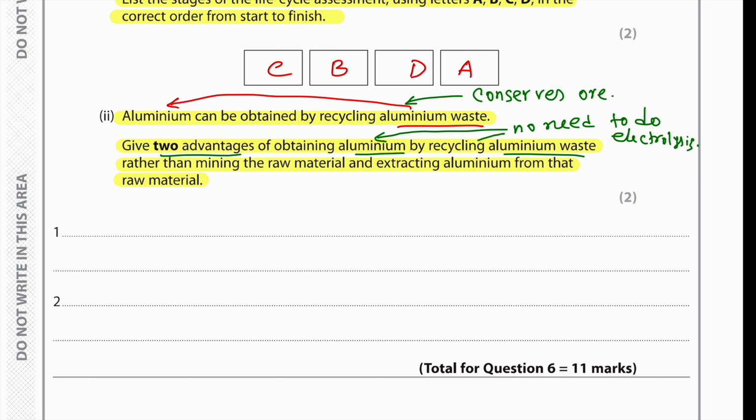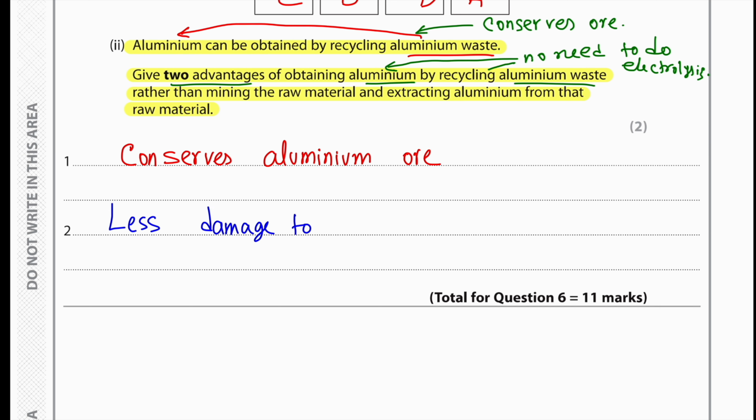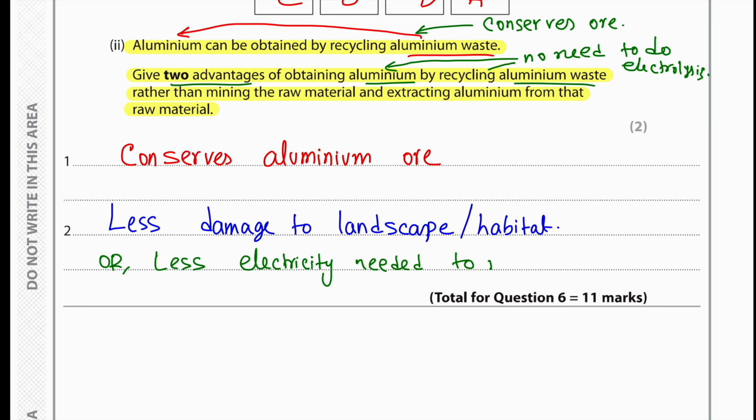The second point is we can say less damage to the landscape because we are not going to dig up the ore from the land, and that typically saves habitats. Other than that, alternative points can be less electricity or energy is required to process the aluminium waste compared to extracting it from its ore, or less waste metal goes into the landfill because we are recycling it. So these are the 4 points that we can write. Now, 2 of them are needed for your exam. Just choose any 2 that you like and give it in your answer.